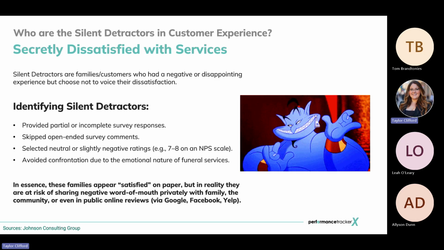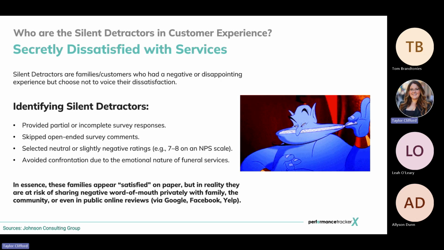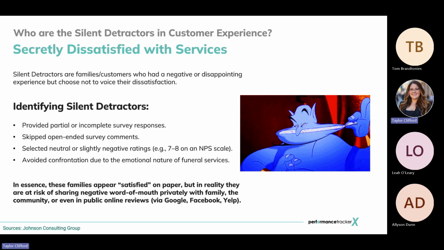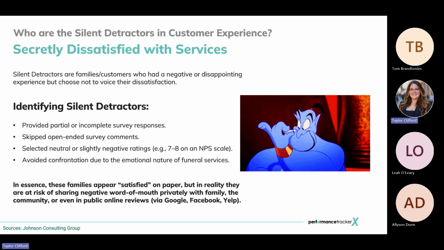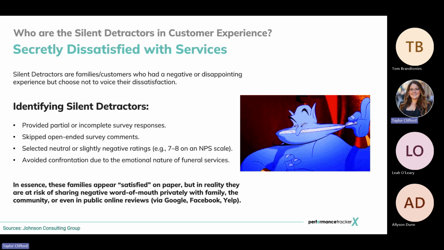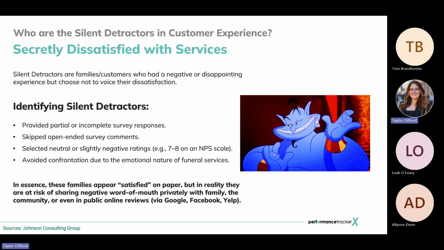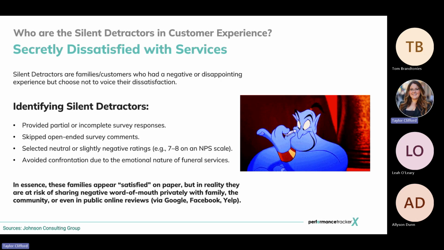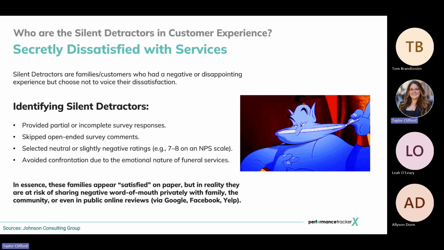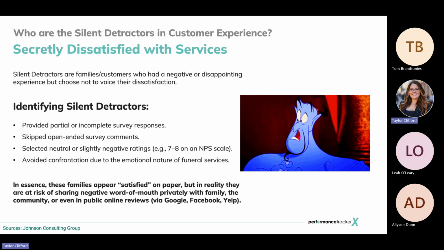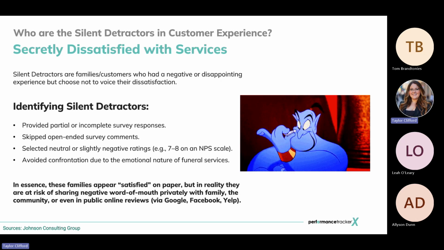A silent detractor is any family or customer who had a negative experience but chose not to voice their dissatisfaction. This happens most often in funeral service because families are in a heightened emotional state of grief, and during that state they are less likely to give feedback, even if something goes wrong. You can say it on the other side too: they're very emotional and might be extra vocal about a negative experience. I'm sure all the funeral directors on the call today have experienced that as well.